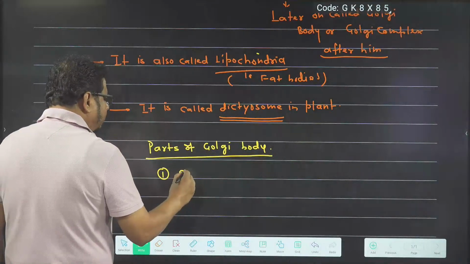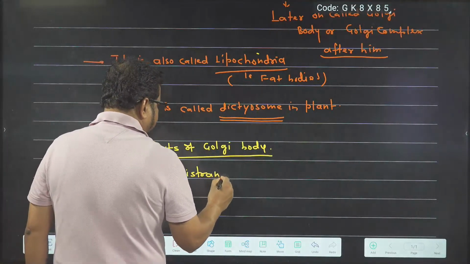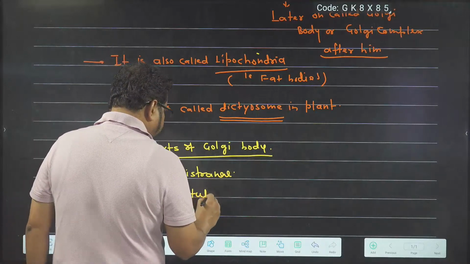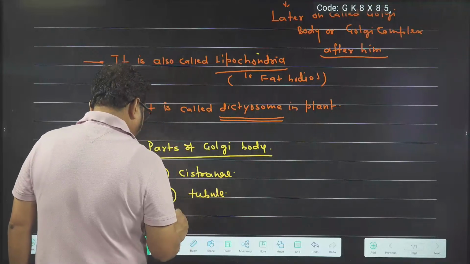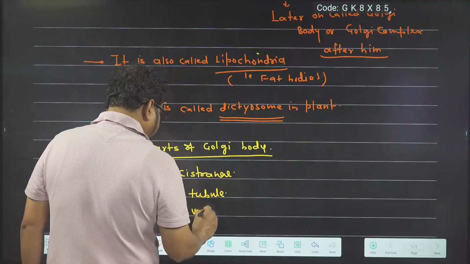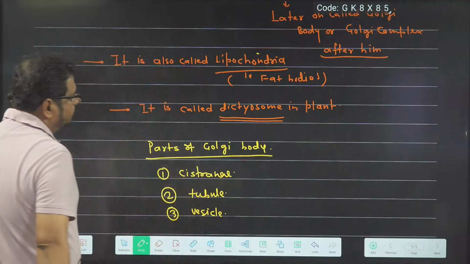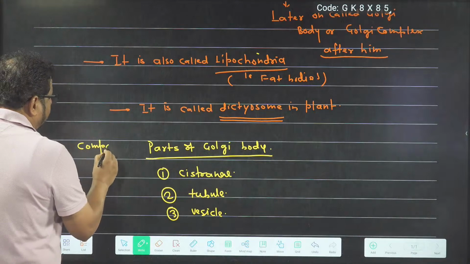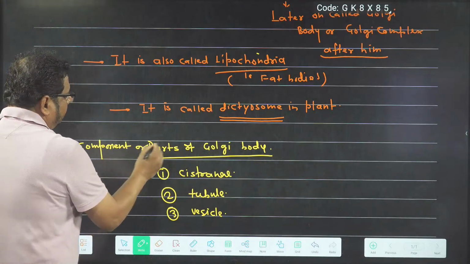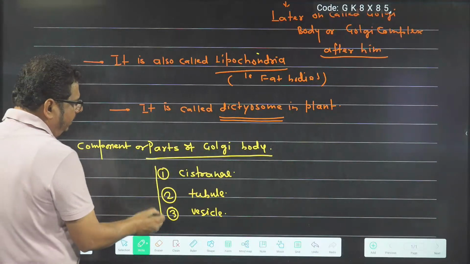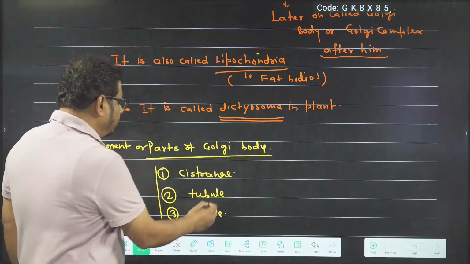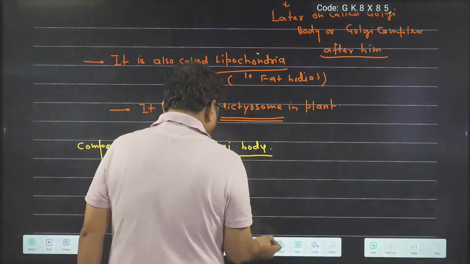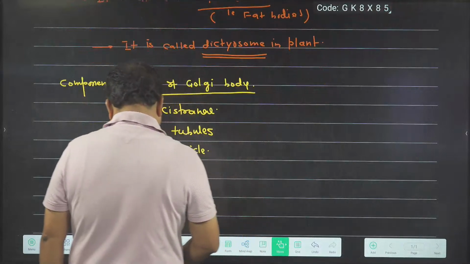The first component is called cisternae. The second component is called tubule, and the third component is vesicle. So these are the parts or components of Golgi complex. How many parts did I tell? Three parts. Cisternae, tubules and vesicle. Right? Now we are moving ahead.